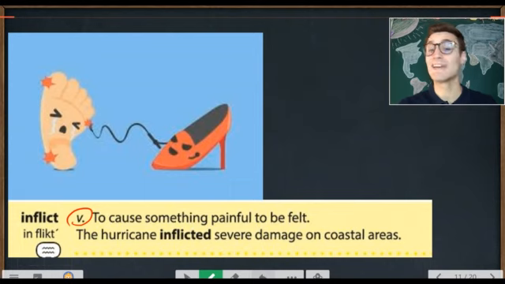The hurricane inflicted severe damage on coastal areas. The ball inflicted a lot of pain when it hit me in the face.